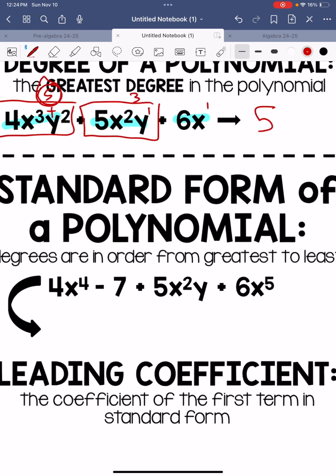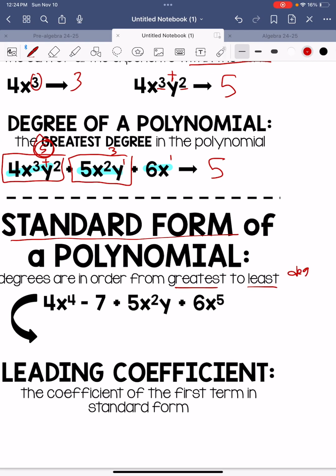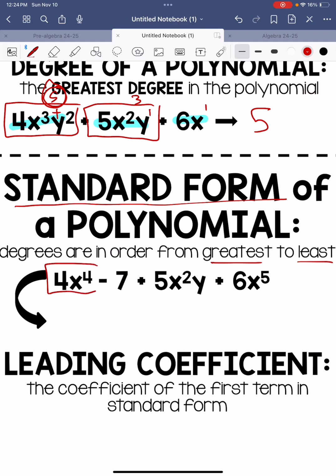And we're going to use degrees to reorder polynomials, which is called writing them in standard form. And we're going to write them from greatest to least degree. So focusing on the degree, I'm going to go one term at a time. This is our first term, and it has an exponent of 4. Our second term has no variable exponent, so we consider that a degree of 0. I go to my third term. It has two variables, so I need to add those exponents together. 2 plus 1 makes 3. And then finally at the end, it has one variable exponent, which is 5.